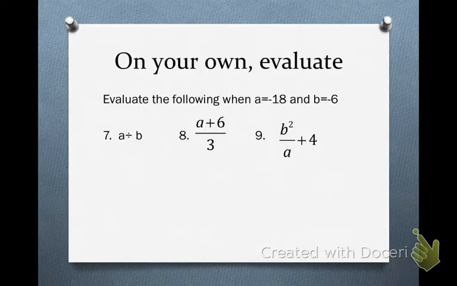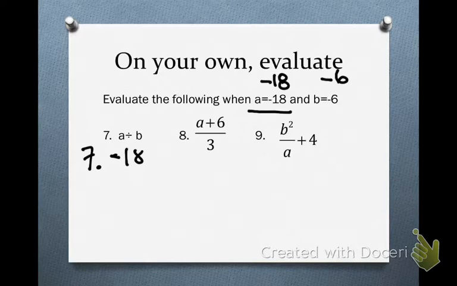Now you have some more to do on your own, so you're going to write these down in your notebook. You're going to solve them, and then when you're ready, you're going to write the answers in the text box on the right. So notice for all of these, A equals negative 18, so make sure you notice that that is negative 18, and B equals negative 6. So plug those in.